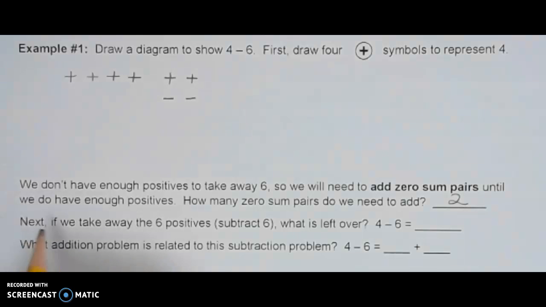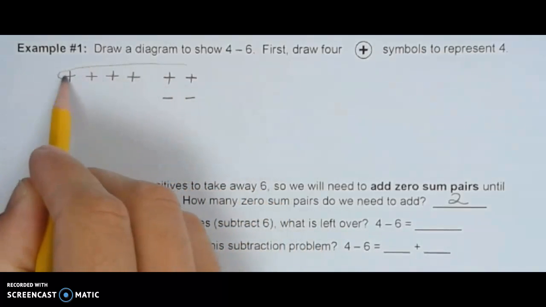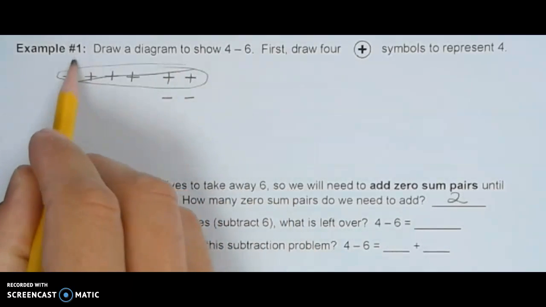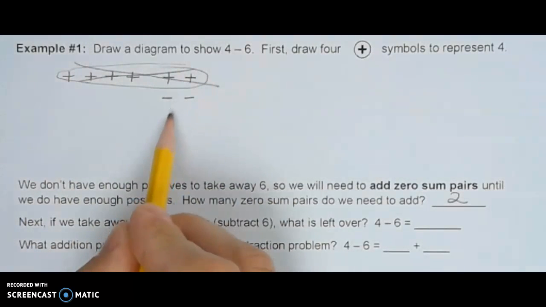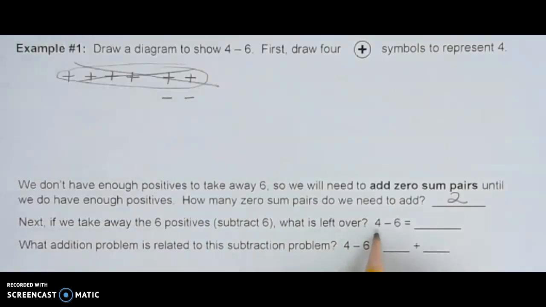So now if we take away the 6 positives, which is subtracting 6, what will be left over? Well, we're going to take away these 6 positives, they're gone, and what's left over are the 2 negatives. So 4 minus 6, the difference is negative 2.